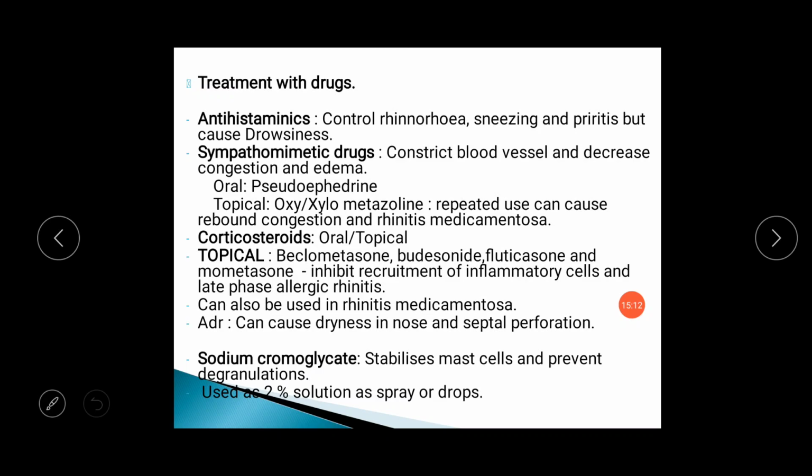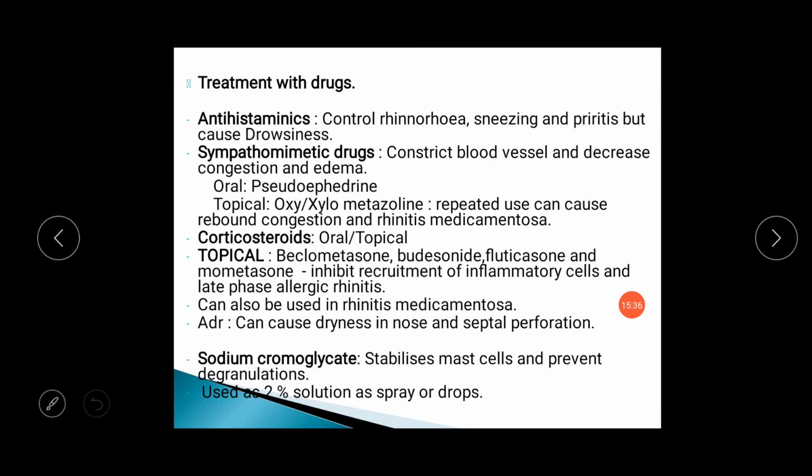Treatment with drugs. There are some drugs like antihistaminics, sympathomimetic drugs, corticosteroids, and sodium chromoglycate which can help in improvement of clinical features of allergic rhinitis. Antihistaminics will control the rhinorrhea, sneezing, and pruritus, but can cause drowsiness as an adverse drug reaction.